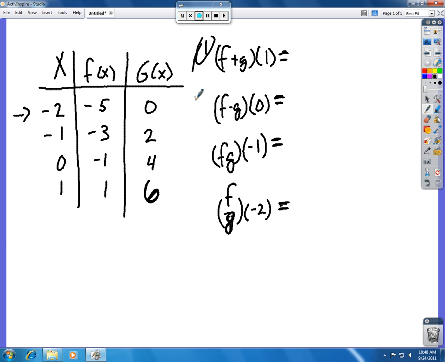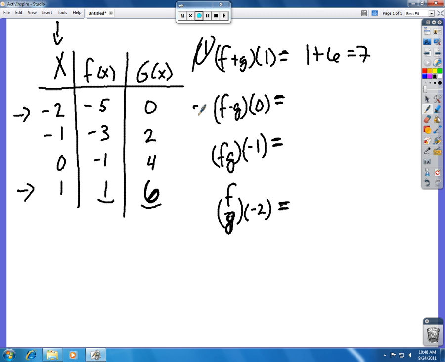It's f plus g of 1. So we want to know what the outcome for each one of these functions are where x is equal to 1, and then we're just going to add them together. So we're going to go down the x column, and we're going to look at the row where x is equal to 1, and we have the outcome of 1 and 6, and we're going to add those together. So 1 plus 6 equals 7. It's actually really easy. The hard part is just interpreting your table.